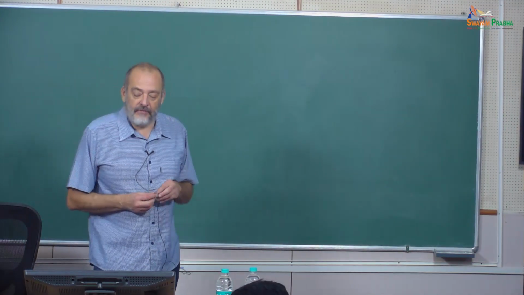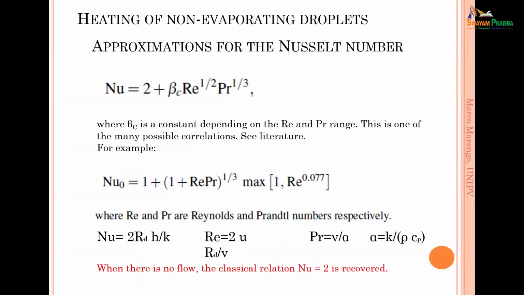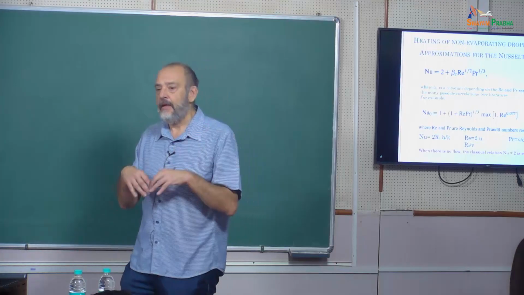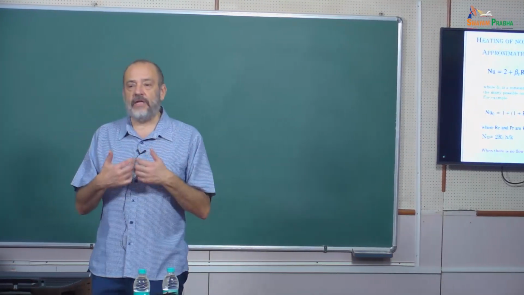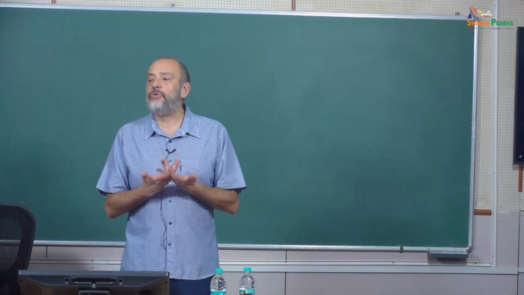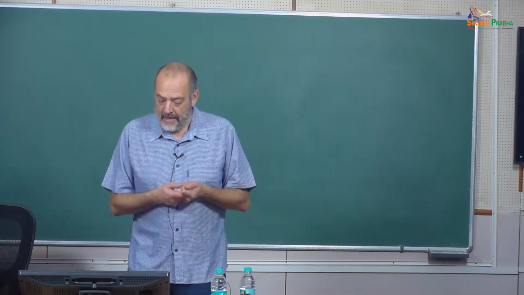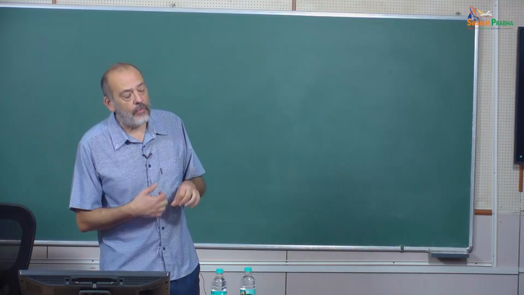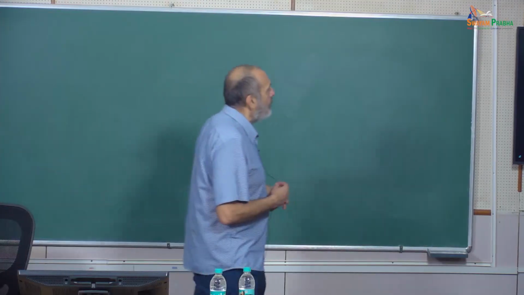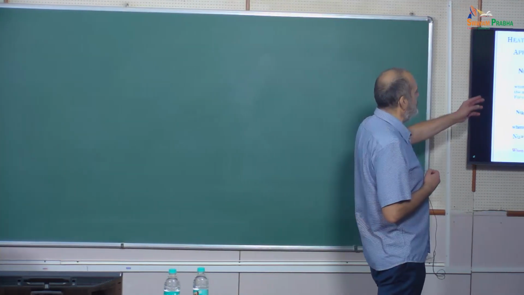What is important for us is that the Nusselt number can be written in this form. When we are considering, for example, a spherical droplet in quiescent air, the Nusselt number for the sphere is equal to 2. When we have motion, so we have a Reynolds number, we land with this kind of expression.